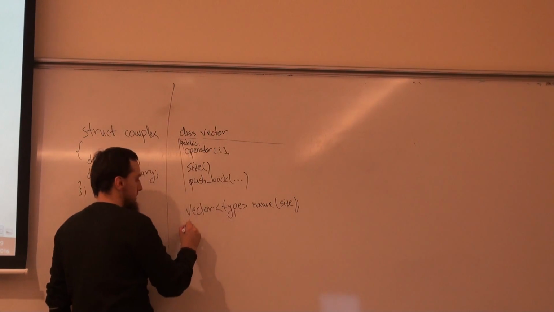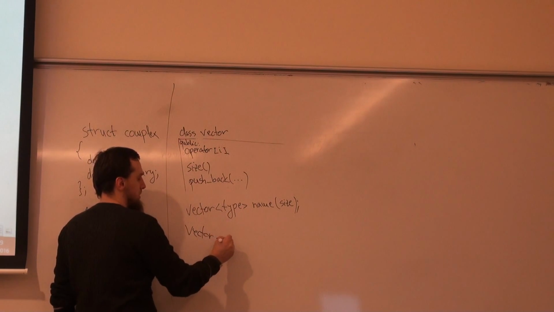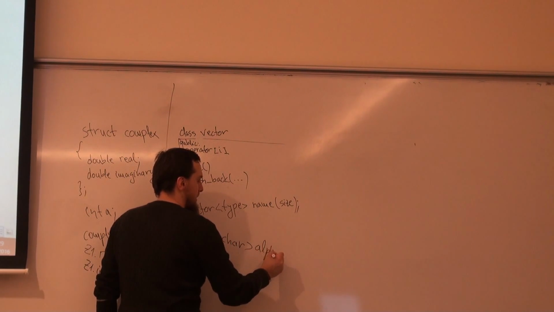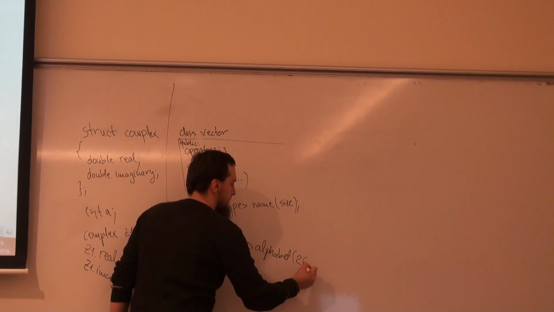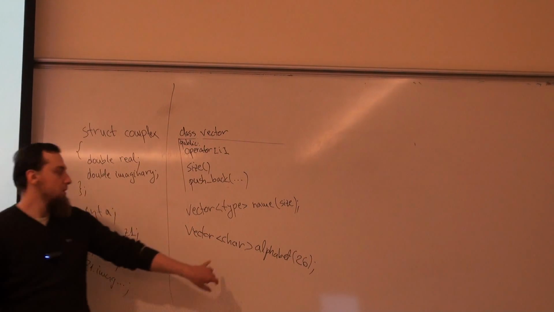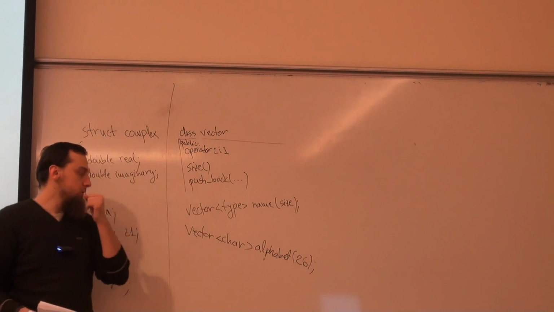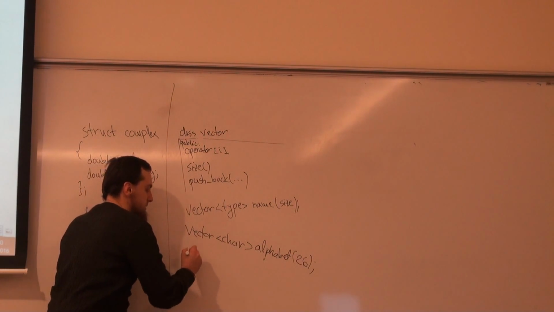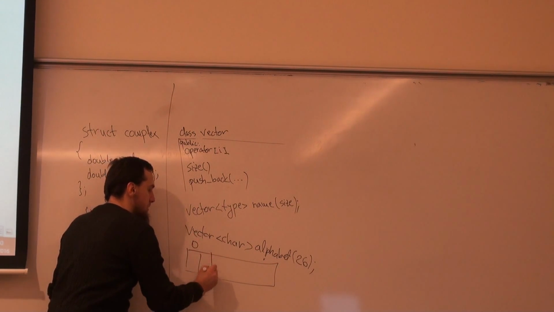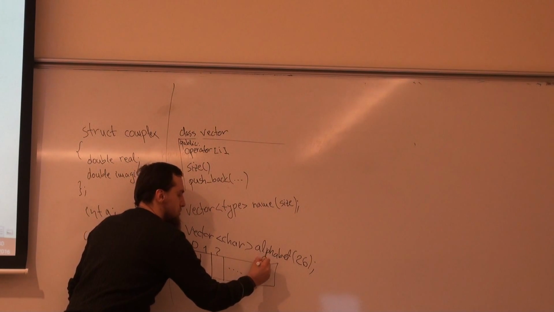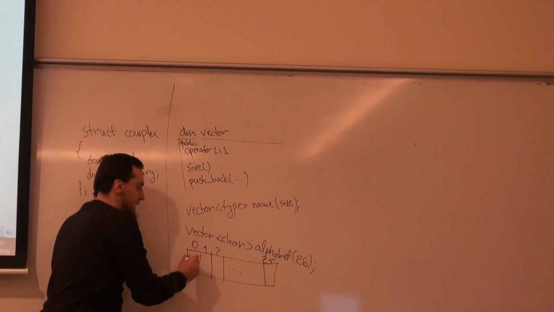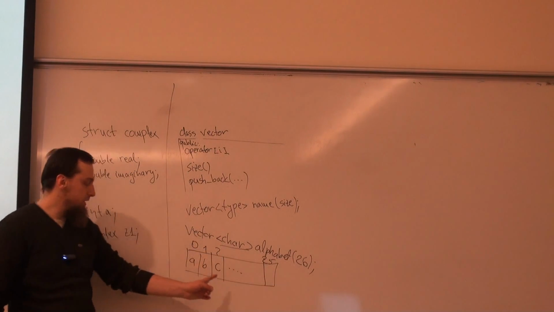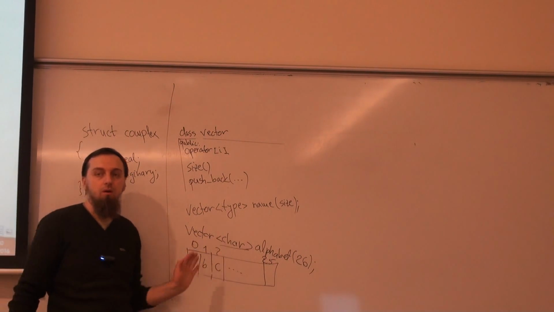For instance, you might say vector of char for characters, alphabet, and you have 26. Meaning you declare a vector of characters, which is called alphabet, which has 26 elements from A to Z. And it looks something like this. So this is 0, this is 1, this is 2, this is 25. Let's say somehow we put characters here, A, B, C, but all of the data is the same type, okay?